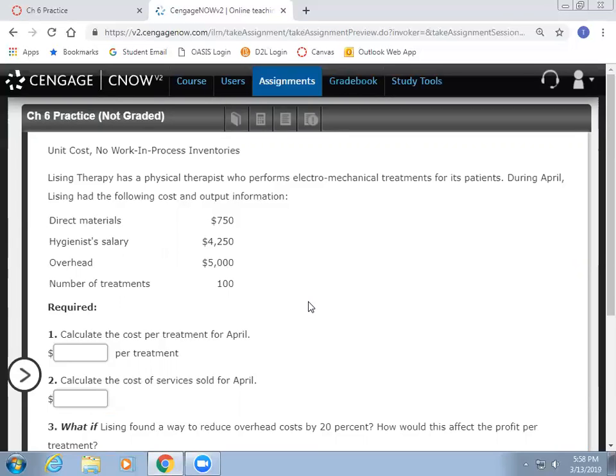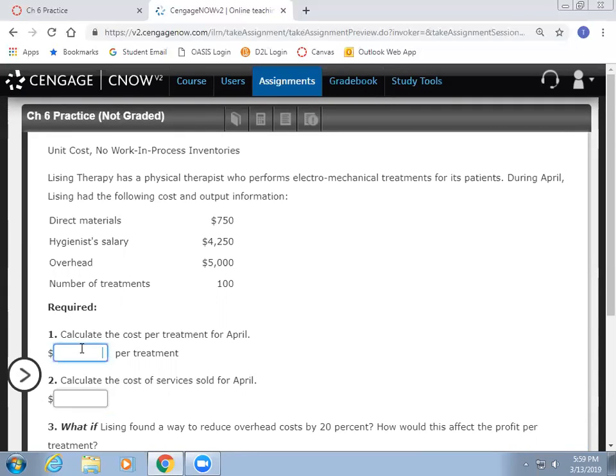See if that's real. So it asked to calculate the cost per treatment for April. Well, there were no beginning work in processes. This was more of a service type, although there's some materials involved, probably gowns and medical equipment. We're really dealing more with a service type outfit. So in this case, if these were the only costs, you can truly just add the cost and divide by the number of treatments, right? You're just getting a typical cost per treatment. So what is the cost per treatment?